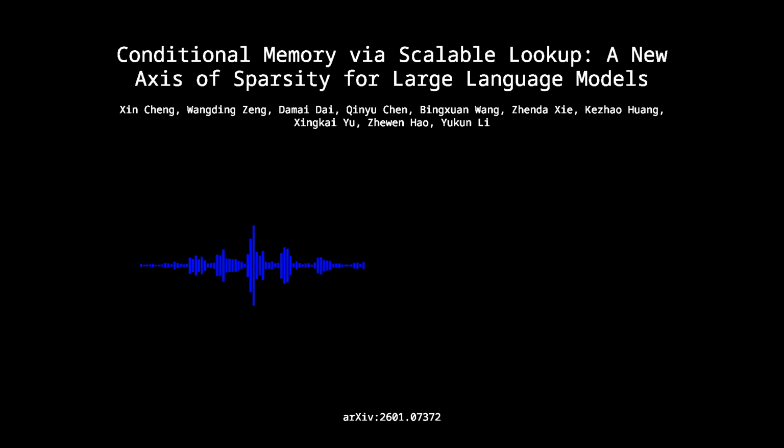And the key metric they define is this allocation ratio, rho, which is just the fraction of that sparse budget that you give to the MoE experts. The rest goes to Engram. And the result of this experiment is, I think, the most convincing piece of evidence in the whole paper, the U-shaped scaling law. Tell us why that U-shape is so important.